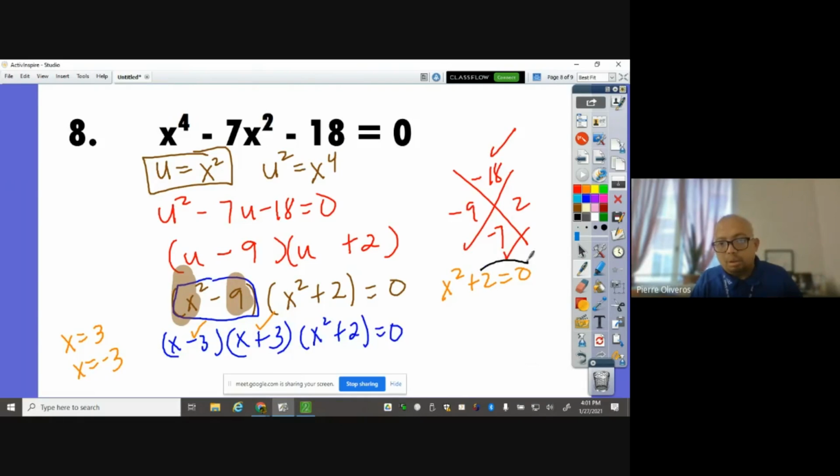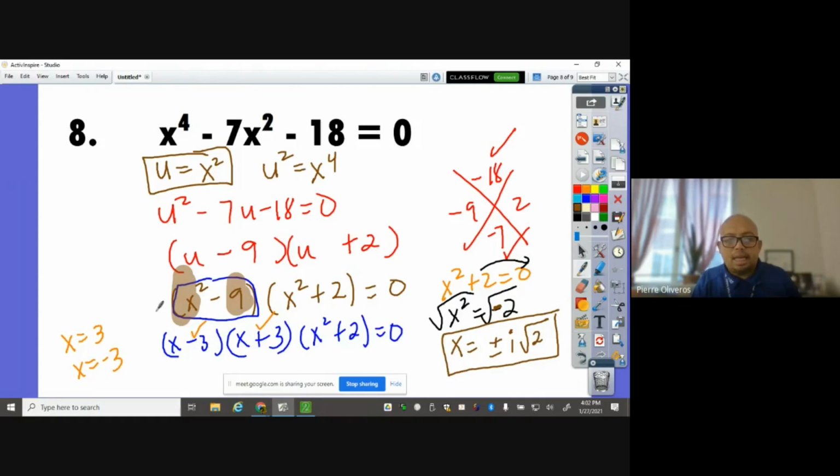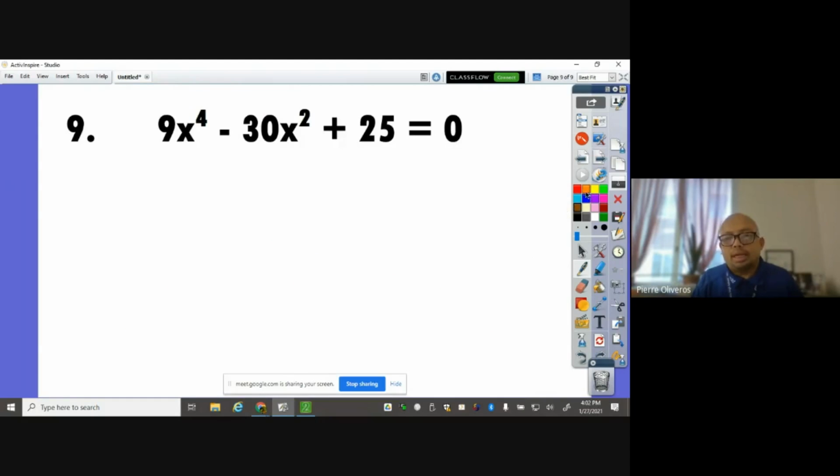I'm going to move the 2 to the other side. That will give you x squared equals negative 2. Take the square root of that one, take the square root of that one. And if you remember, every time you have a negative inside the square root, there should be a plus or minus i in the square root of 2. So therefore, the answers are 3, negative 3, plus i square root of 2, and negative i square root of 2.